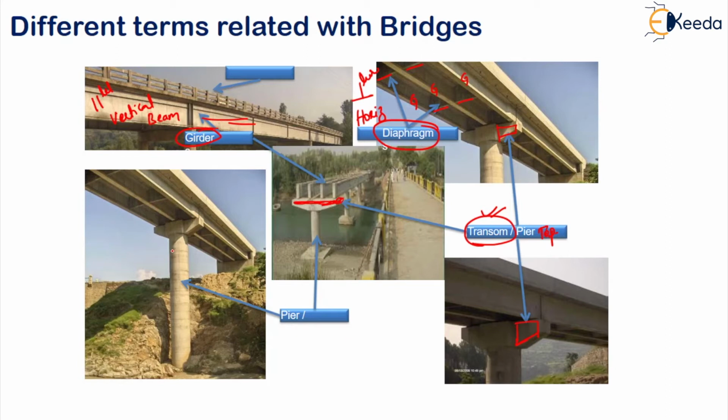Next one is your pier. Pier is nothing but the column which is supporting the entire superstructure, called your pier or column. Because the length is very high, we will call them piers.